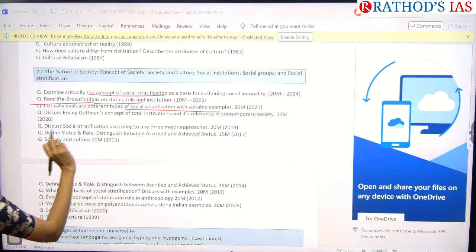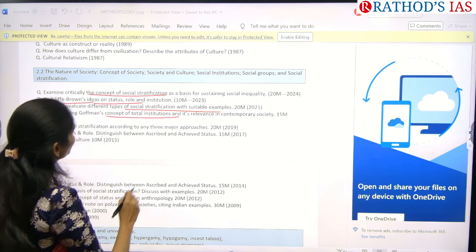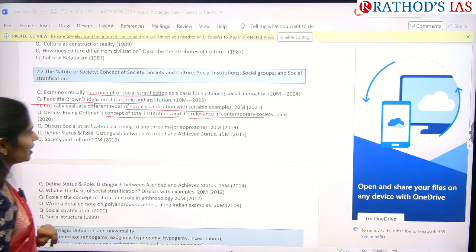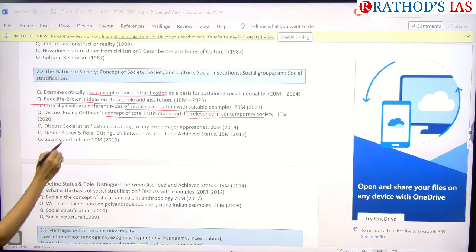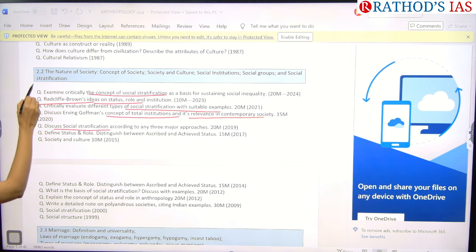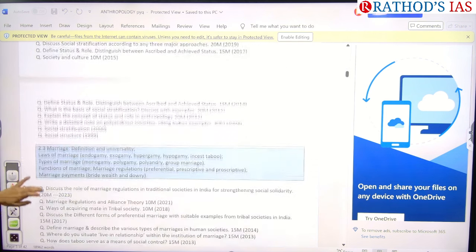And next one is about the concept of society with relevance to the contemporary thing. And next they asked about social stratification. Okay, so most of the times this topic is asked, so you have to focus on that. In this way the questions will be based on your syllabus only.